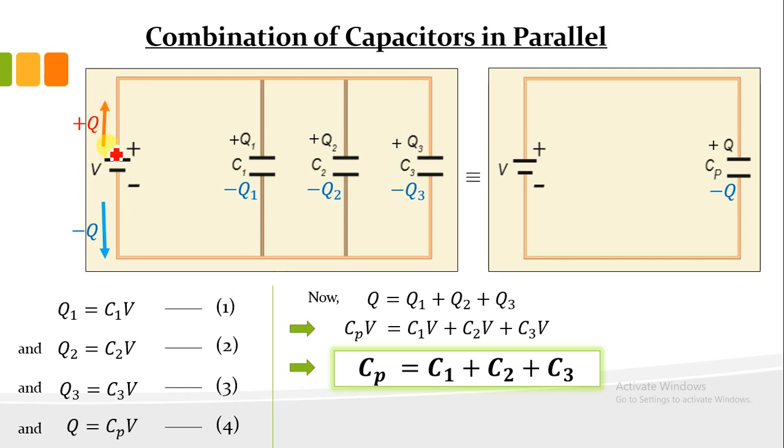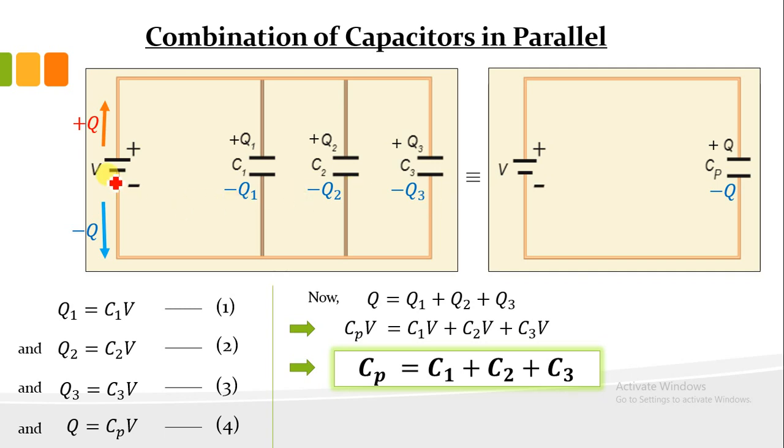The charge plus Q will start flowing from the positive terminal of the cell to the first plate of the capacitors, and charge gets distributed like plus Q1, plus Q2, plus Q3. Similarly, this minus Q charge comes from the negative terminal and it gets distributed as minus Q1, remaining charges flow ahead, and then minus Q2 for C2 and minus Q3 for C3. It means charge gets distributed.